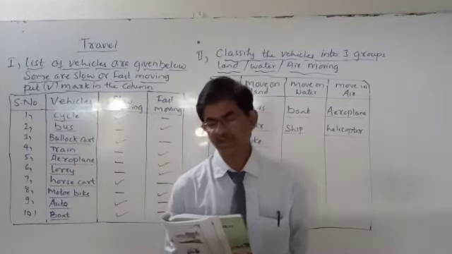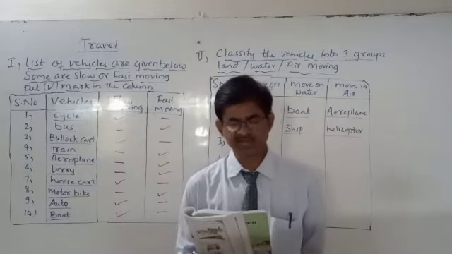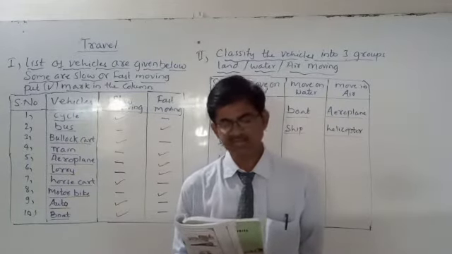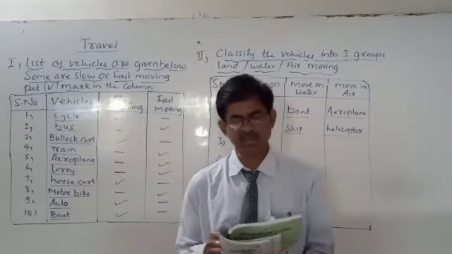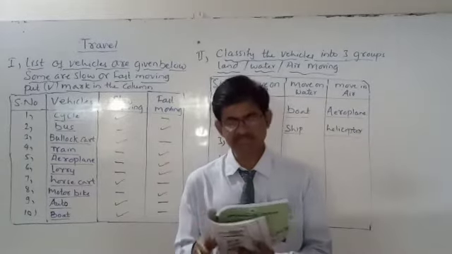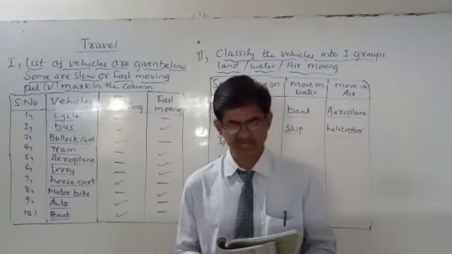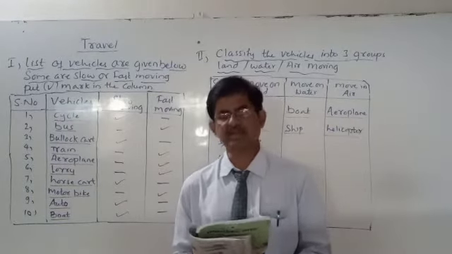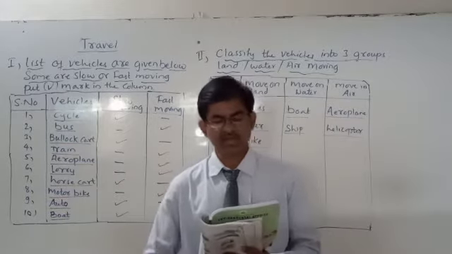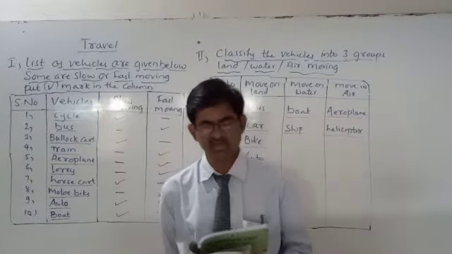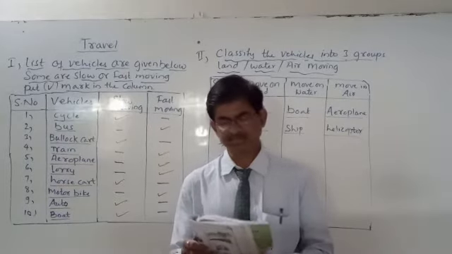It is land based, air based, and water based. In fast going and slow going vehicles, there are again three types: land transport, water transport, and air transport. Understood? What do you mean by land transport? Vehicles which move on the land are called land transport.